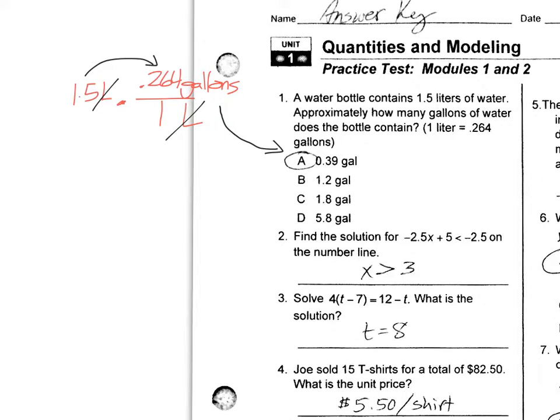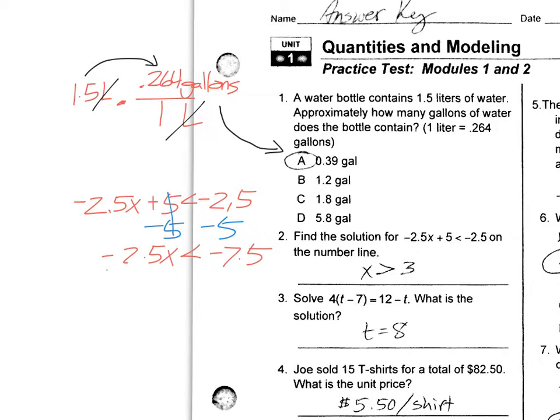Okay, problem number 2, find the solution. So solving an inequality. So we have negative 2.5x plus 5 is less than negative 2.5. So I subtract 5 from both sides. So I get negative 2.5x is less than negative 7.5.